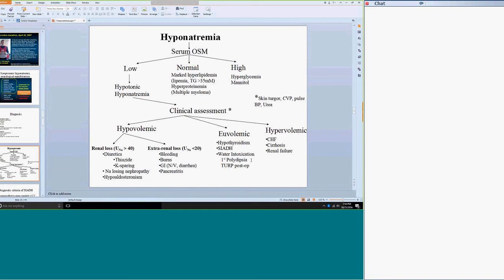Water intoxication is very obvious because serum osmolality and urine osmolality will be very low, and urine sodium is going to be low, as compared to SIADH, where urine sodium and osmolality are going to be high. So clinical evaluation and urine sodium and osmolality are sufficient tests to say what the cause of hyponatremia is.